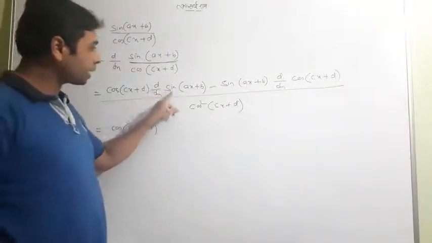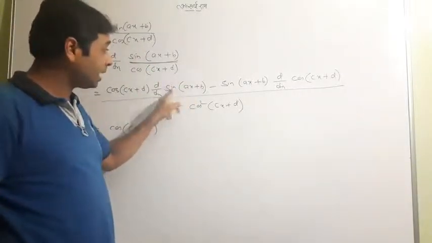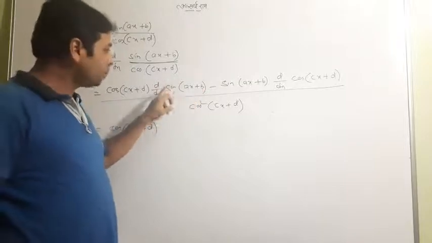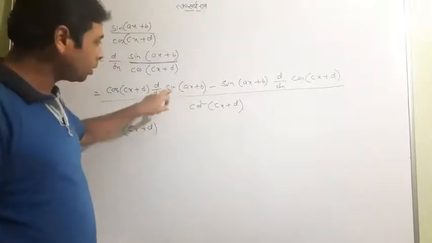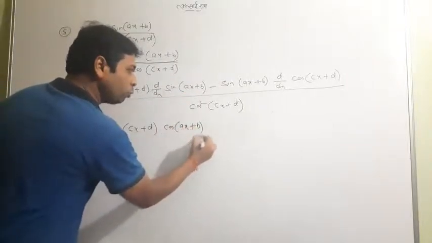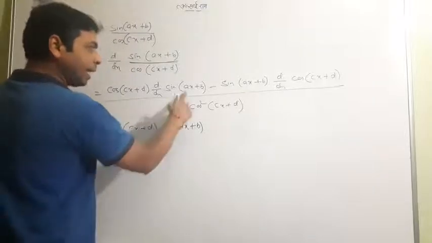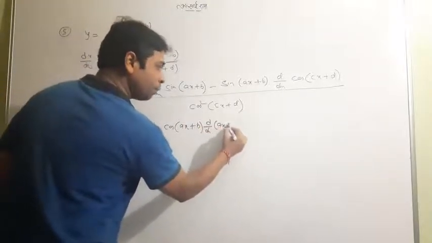d by dx of sine of this. If you think that it is a two-function problem, sine and ax plus b, first we differentiate sine, and second we differentiate ax plus b. So what is the differential of sine? It is a cos. According to chain rule, first we have done sine, then d by dx of ax plus b will come.